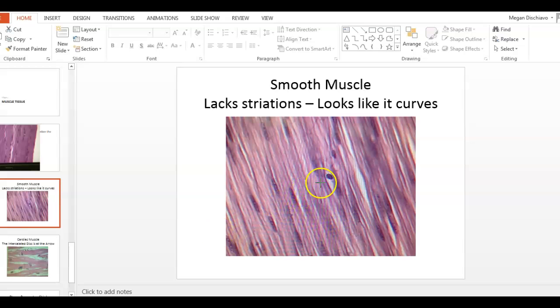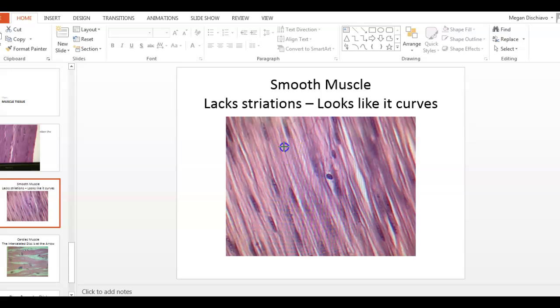Disregard these lines. These are actually pictures I took of the TV screen. Sorry, my dog's barking at somebody. In lab, that should not be there.